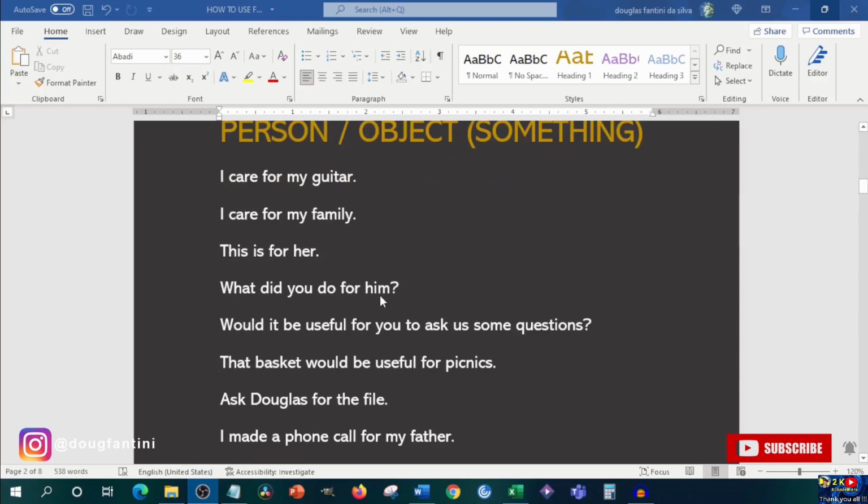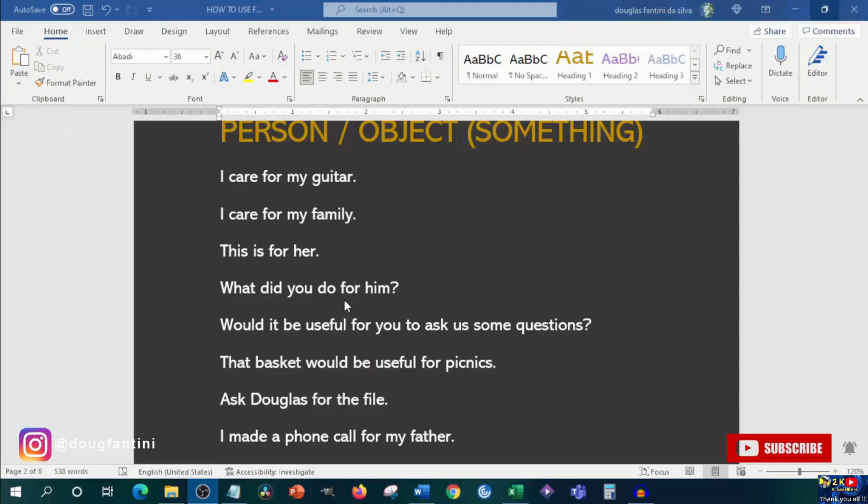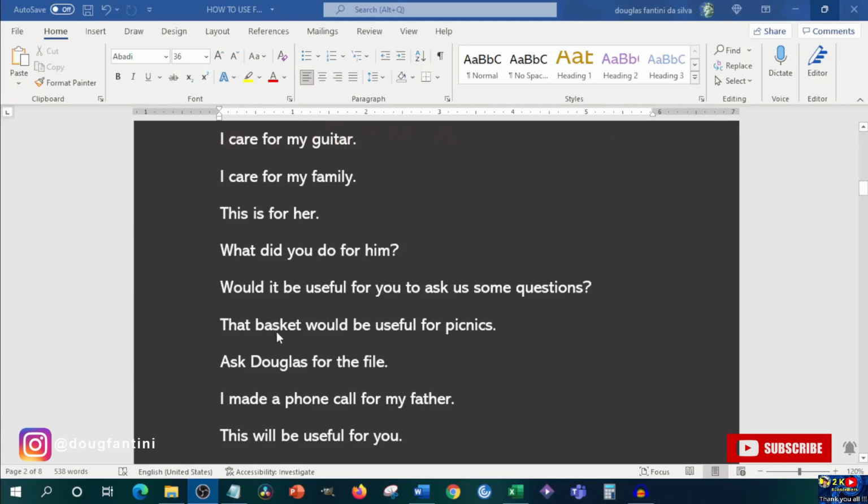What did you do for him? Him, in this case, is a person. Would it be useful for you to ask us some questions? So it would be useful for you as a person here in the example, okay? The basket would be useful for picnics, okay? The basket would be useful for picnics. I will use this basket for picnics. The purpose or the thing in this case is the picnic, okay?